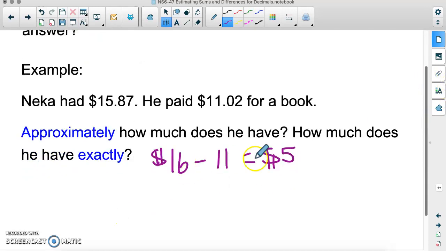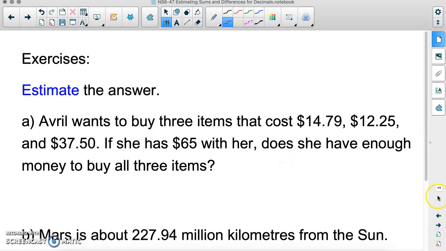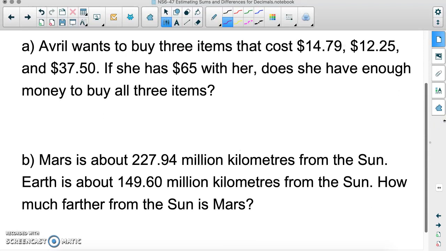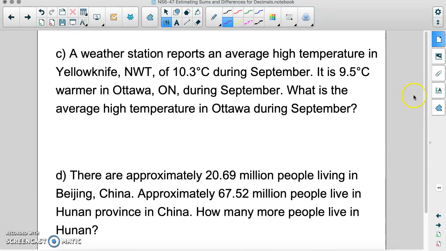Exactly, he has approximately $5, but if we want to know exact, then we need to line up our decimals. So 15.87 minus 11.02. I'm going to subtract. He has exactly $4.85. So our answers are very, very close. Here's some exercises for you to estimate the answer. There's A and B. When you're done, you're going to resume your screencast. And then here is C and D. Once you have the answers for C and D on your whiteboard, you can resume your screencast.